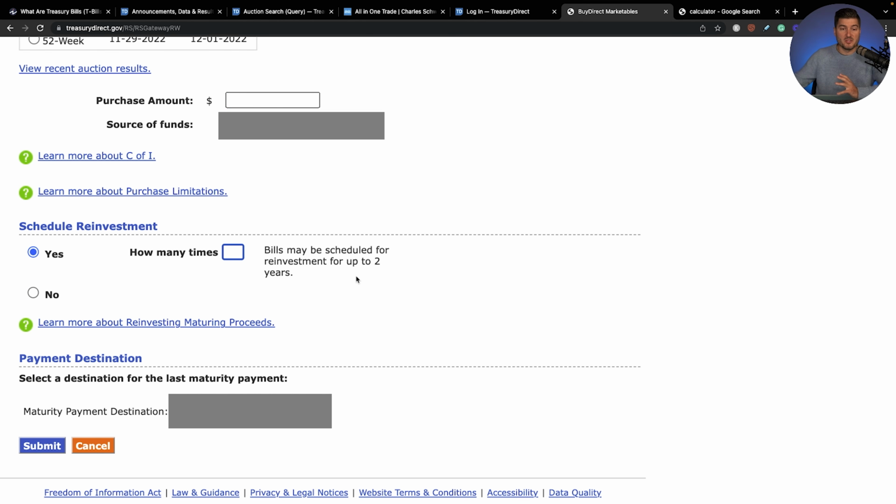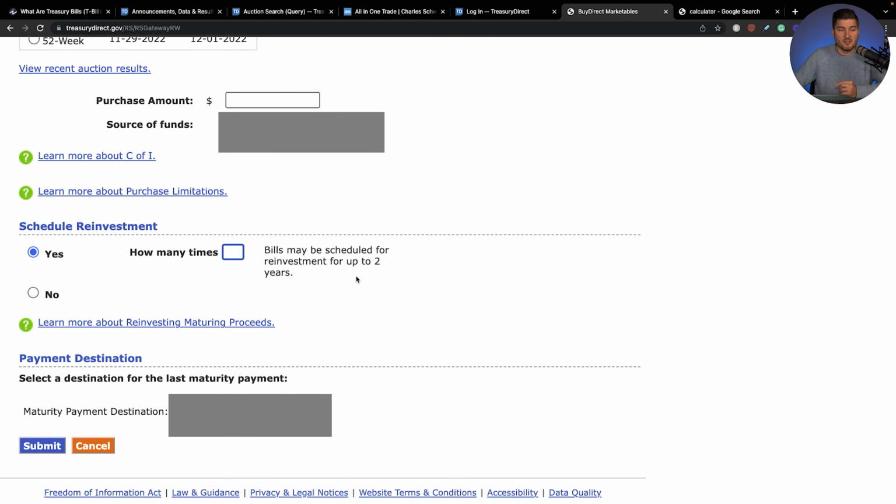So remember, this is no different than Schwab's ability to kind of just reinvest those proceeds and keep doing that in perpetuity. This is limited for up to 2 years. And then you have a payment destination. So if you choose not to reinvest that maturity payment, you can pick where you want those funds to go. This is basically just a bank account that you have linked to Treasury Direct.